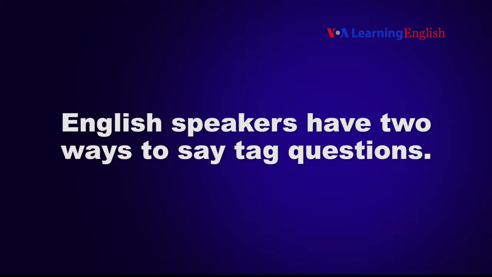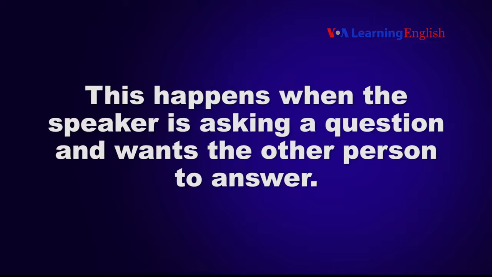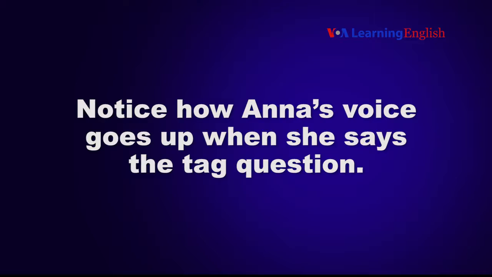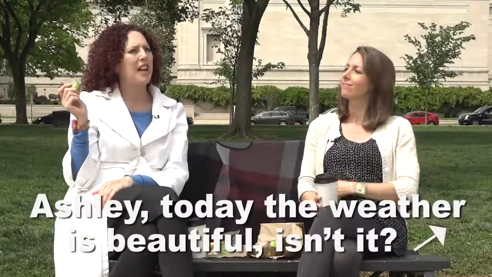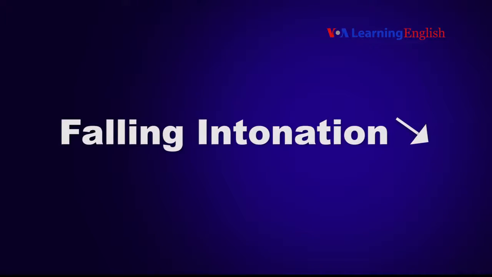English speakers have two ways to say tag questions. One way is to make your voice go up. This happens when the speaker is asking a question and wants the other person to answer. Notice how Anna's voice goes up when she says the tag question. Ashley, today the weather is beautiful, isn't it?